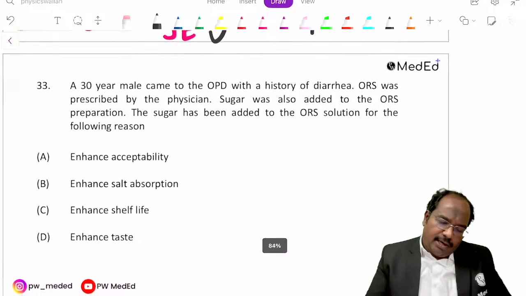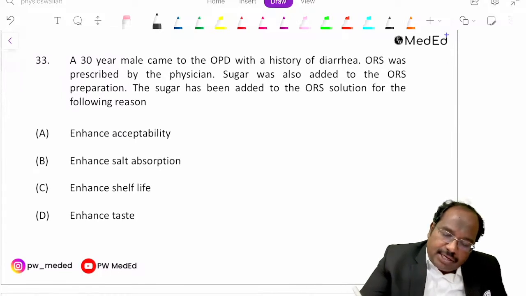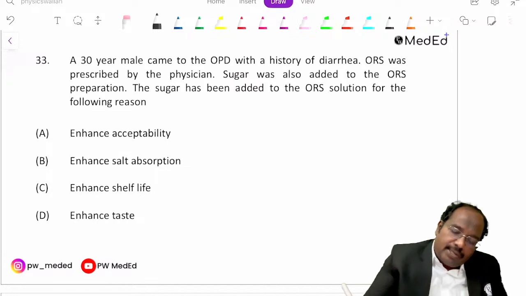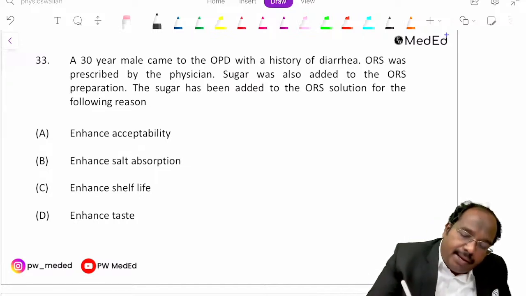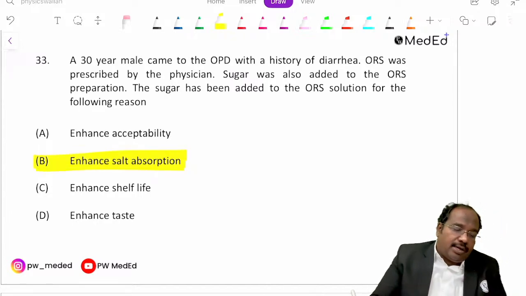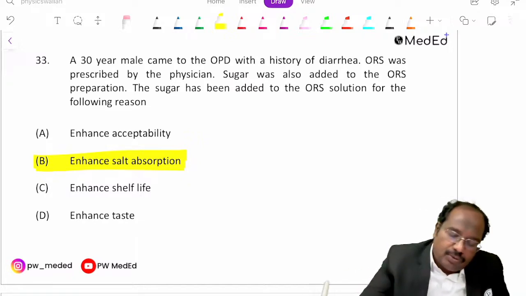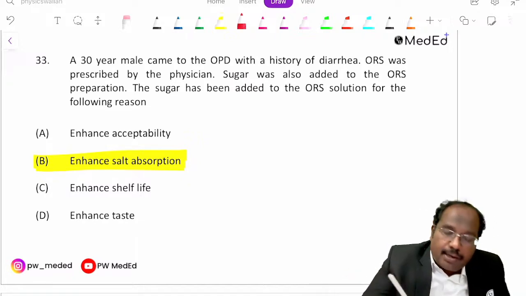Now, a 30-year-old male came to OPD with a history of diarrhea. ORS was prescribed. What is the use of ORS? Sugar, the main use is that it enhances salt absorption. Okay, fine.